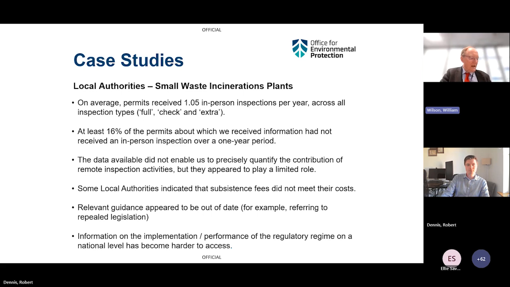And the data available didn't enable us to precisely quantify the contribution of remote inspection activities, but they appeared to play a limited role. Some local authorities indicated that subsistence fees did not meet their costs. Relevant guidance appeared to be out of date, quite significantly out of date and quite misleading in some cases. And information on the implementation or performance of the regulatory regime on a national level has become harder to access. Those were particularly features of local authority case studies, but they were not alone in that, because we found similar issues, as you'll hear in other case studies.